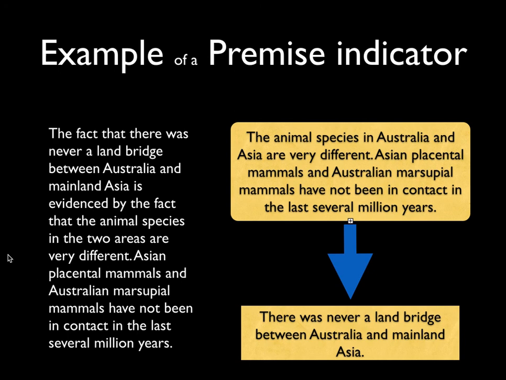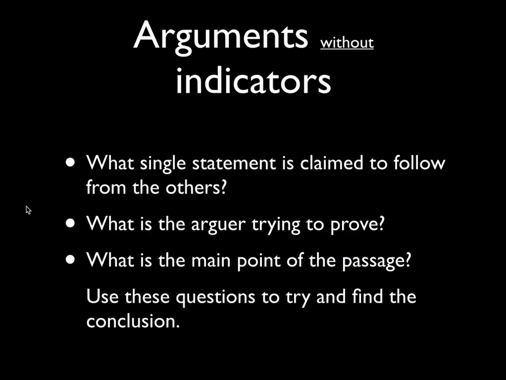Now this leads us to one final problem. If we have an argument where no indicators are present, we have some questions we can ask. First, what statement is claimed to follow from the others? Second, what is the arguer trying to prove? Third, does there seem to be a main point of the passage? We can use these questions to try and find the conclusion.